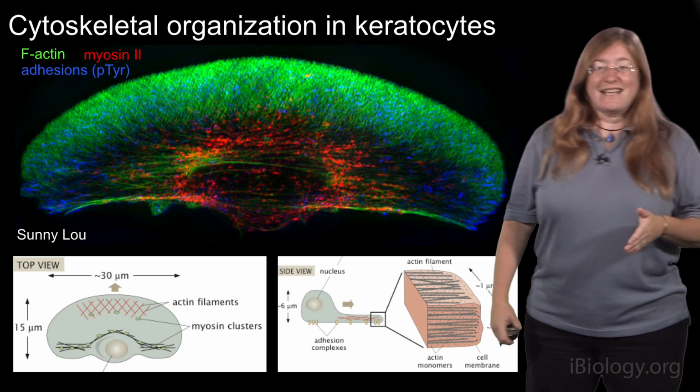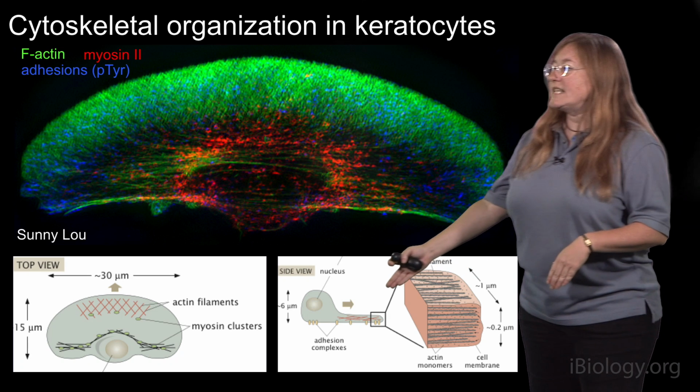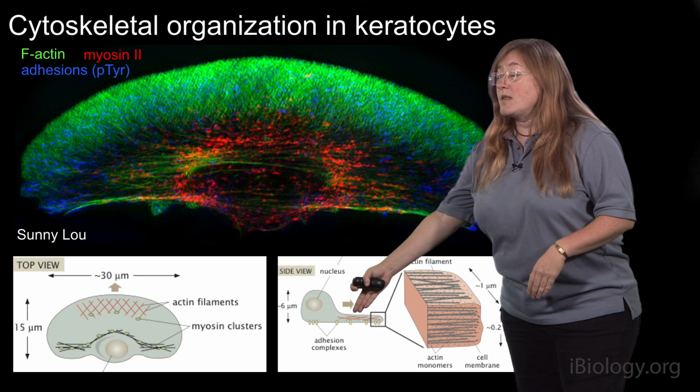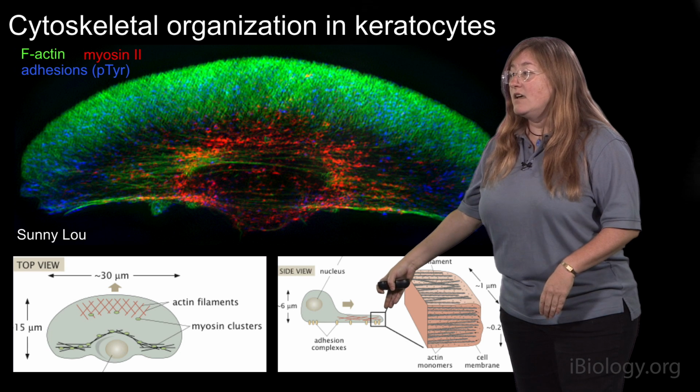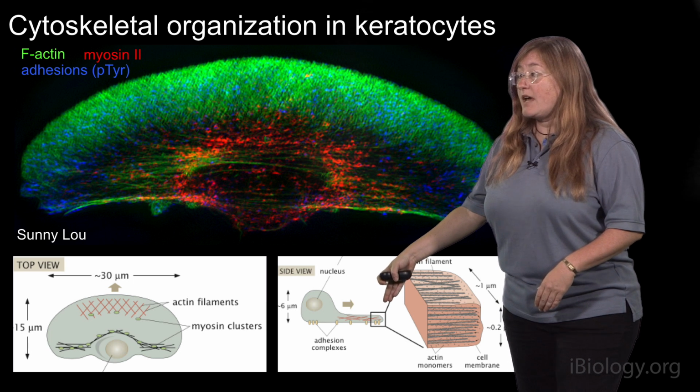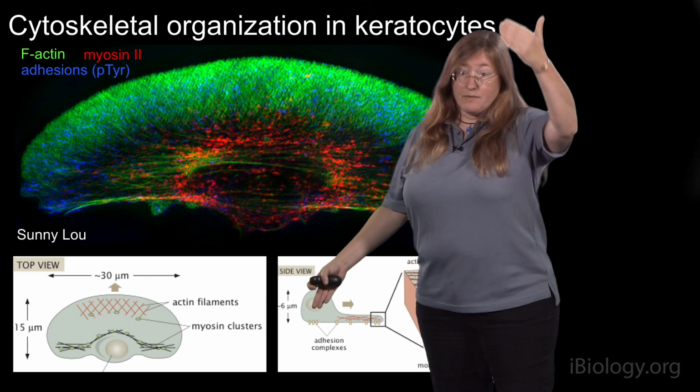Now, if we take a cross-section through one of these cells and look at it sideways, it looks like a baseball cap, where the lamellipodium is very, very thin and flat, only about 200 nanometers from top to bottom, and then the cell body can rise up several microns high.